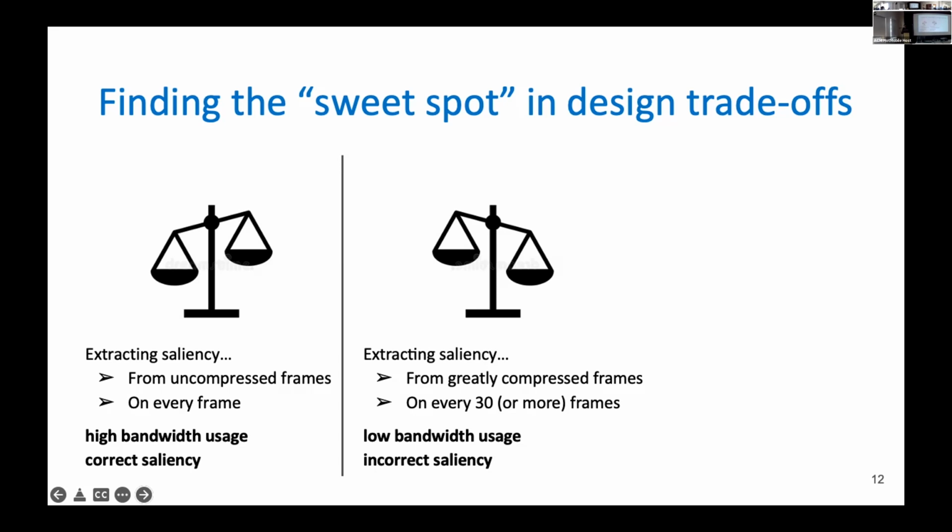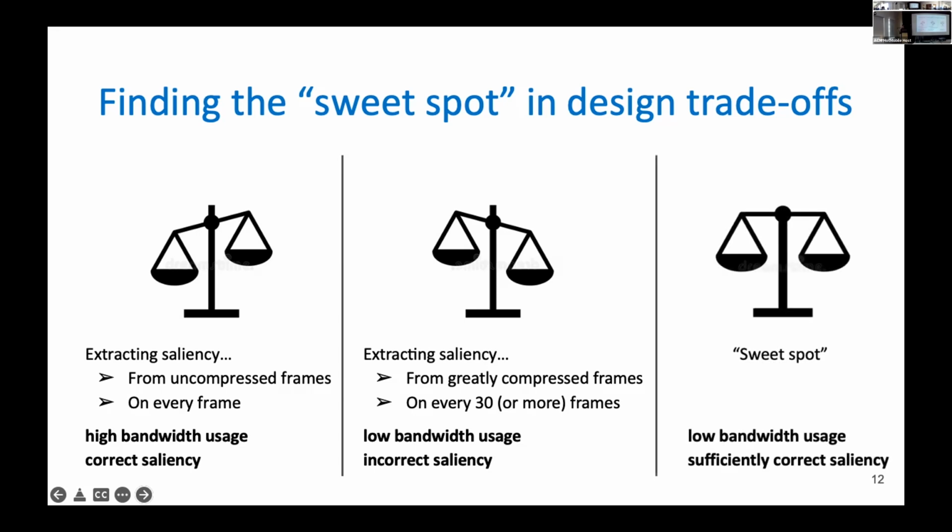So the intuition here is that we believe there is a balance point between the two extreme cases, which we call a sweet spot. In this sweet spot, we are able to extract sufficiently accurate saliency values with relatively low bandwidth usage. And our goal is to find that sweet spot through a series of empirical experiments. The details, such as the rationale behind the intuition of sweet spots and our exploration process through empirical experiments, can be found in our paper.